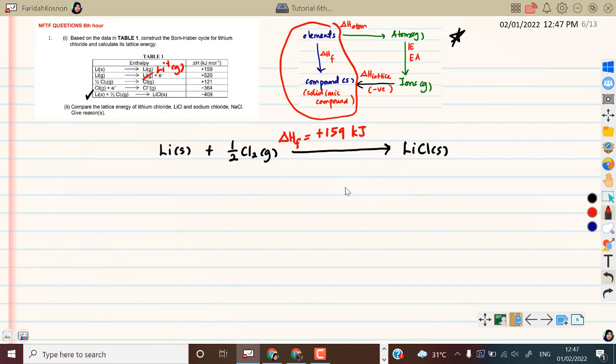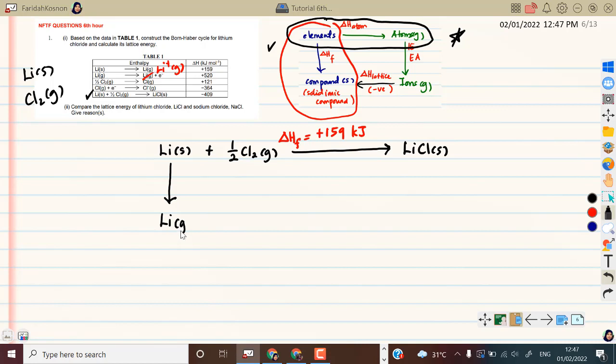Okay, alright. Next, we have settled this equation. So now we convert. We must show in the cycle the conversion of the elements. Who are the elements here? Our elements are lithium solid and chlorine molecule. So we want to convert those elements to gaseous atoms. Do it one by one. I start with lithium solid. Lithium solid undergoes atomization and forms lithium gaseous atoms. This process involves an enthalpy change, which is called the enthalpy of atomization. So I label it here as enthalpy of atomization and number it.